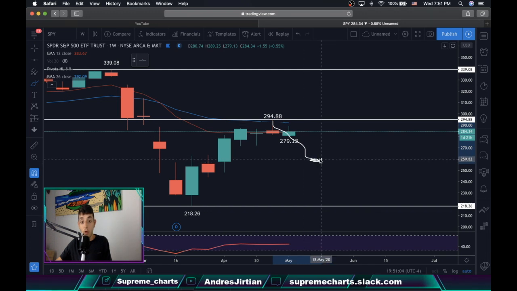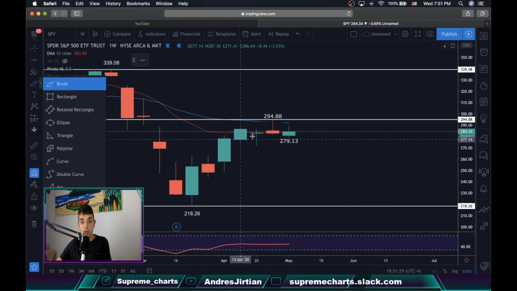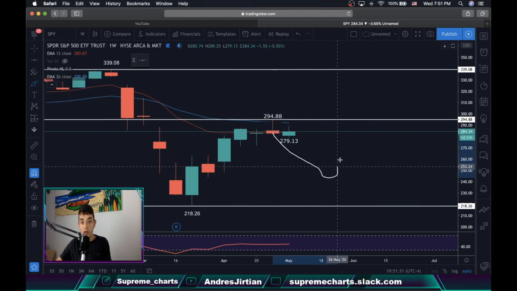Once that is formed, then it'd be looking back up towards 294.88 to either break and have a weekly bullish trend, or you'd form this weekly higher low and be in an equilibrium. I didn't mean that to go up, but you'd be in an equilibrium. So you'd have the higher low, a lower high, and this would be going through the summer, basically.